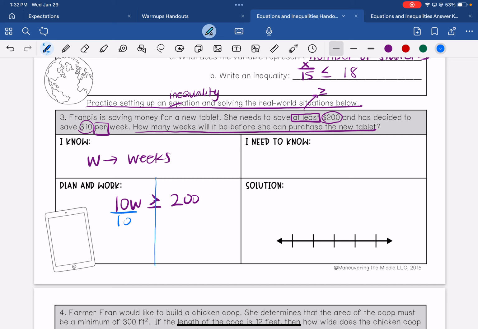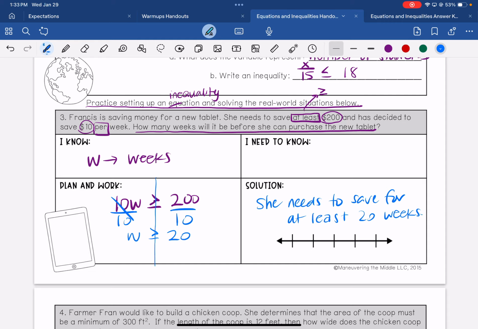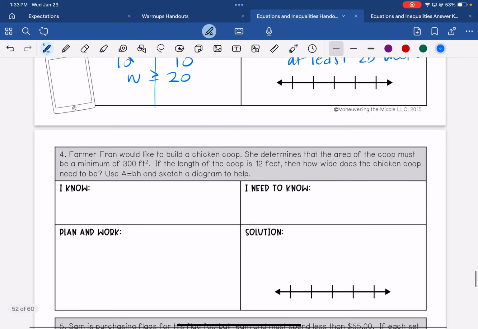I'm going to divide both sides by 10. 10 divided by 10 is 1, so we're left with 1W, or just W. And then that would be W is greater than or equal to 200 divided by 10 is 20. So in a sentence, we would put she needs to save for at least, I'm going to use the same wording that they did, for at least 20 weeks. And we are done.